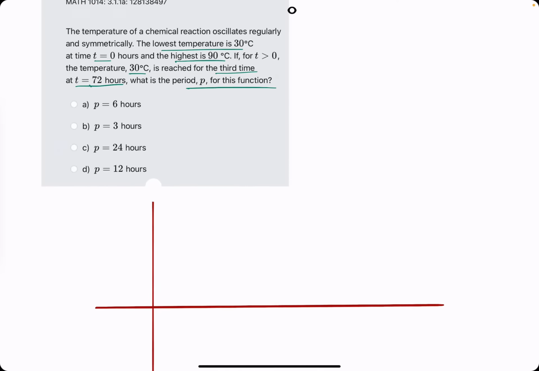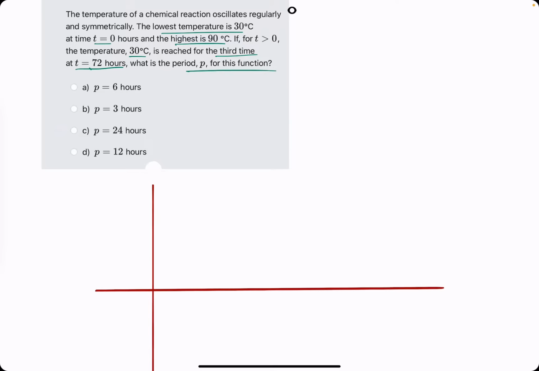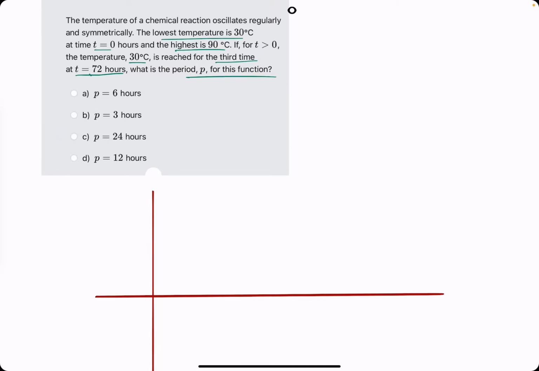So the idea with this question is we are going to create a sketch of this graph, and we are going to find the period of this function, which is basically the amount of time it takes for it to complete one cycle. And so one cycle means if we have a squiggly function like this, one cycle would be, say, from here to here. It's the time it takes to start at one point, go down, come back up, and reach that same exact point. Okay?